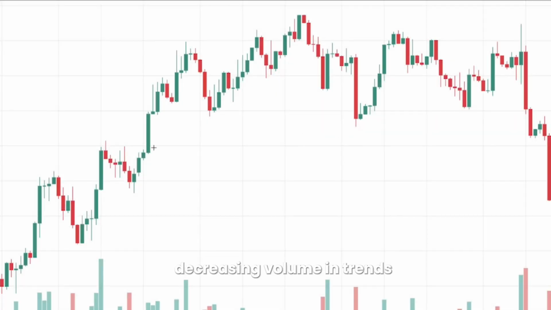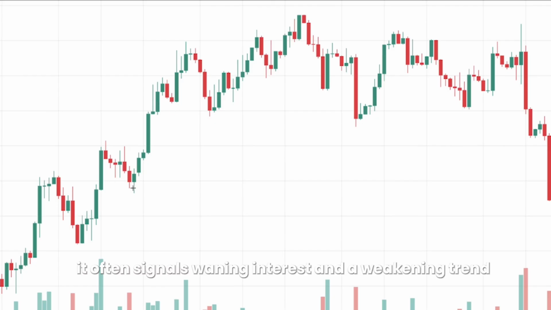Decreasing volume in trends. When price keeps pushing higher or lower, but overall volume is fading, it often signals waning interest and a weakening trend.